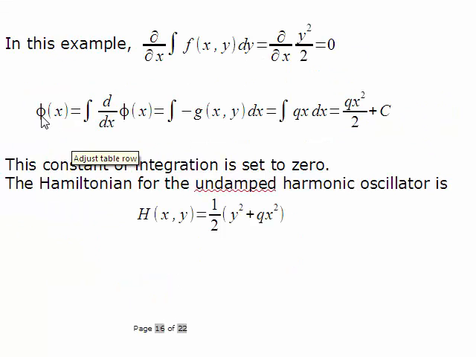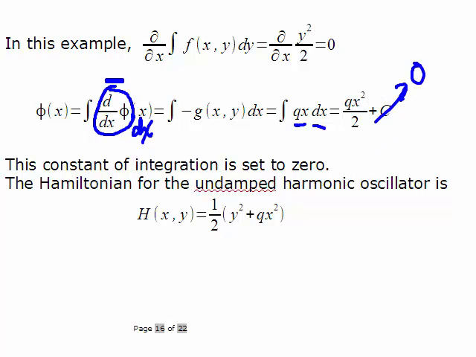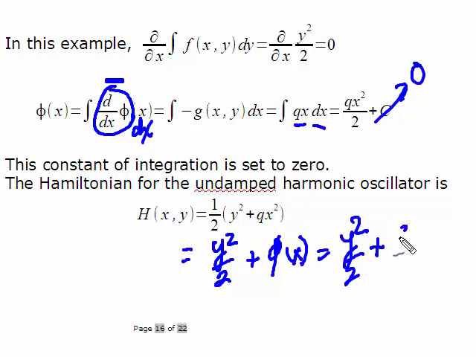So to get phi, we integrate dphi by dx. Should have been dx in here. So that's minus g, which ends up being qx dx, and that is qx squared over 2 plus c. It's an arbitrary constant. We'll set it equal to 0. So now we have the Hamiltonian, which was the first thing we found, which was the y squared over 2. And then we had, remember, phi of x. Okay, now we know what phi of x is. So we have y squared over 2 plus qx squared over 2. And that's the Hamiltonian.